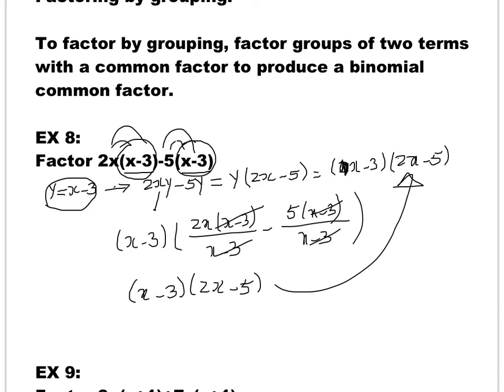So for simplicity, you can use another variable like y, if it makes it easier for you, or you can do it without even using the new variable. This technique is called factor by grouping.